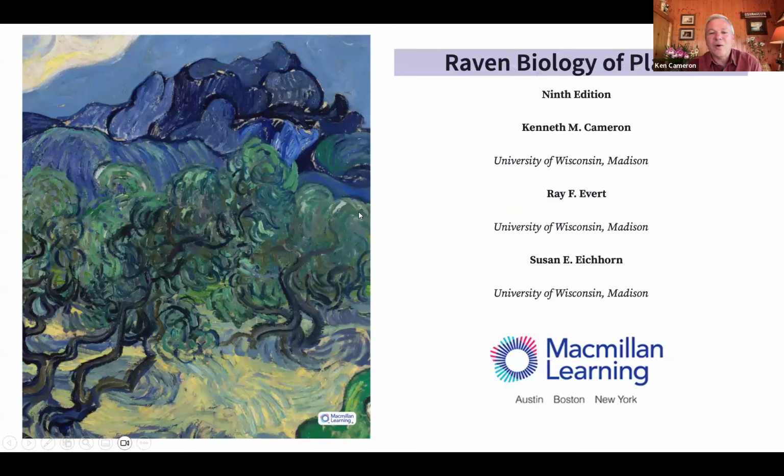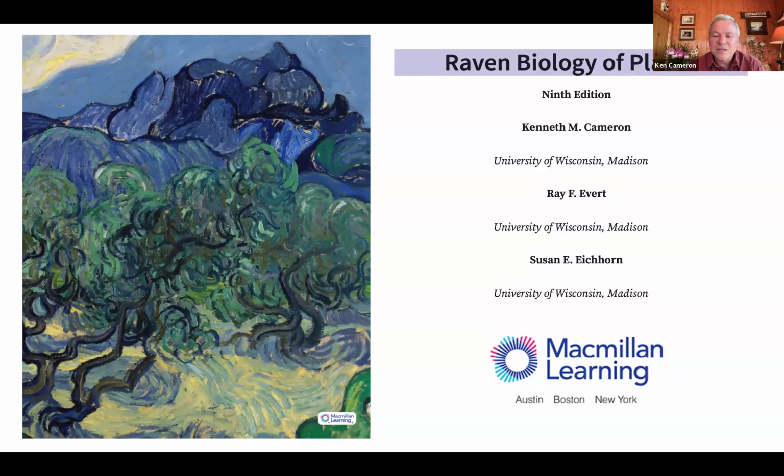And so it was a great honor for me when Ray Evert, who's been the co-author of the text since the second edition, asked if I would be willing to take over the book for a ninth edition. Ray was a member of the faculty at UW-Madison Botany. He just passed away a few months ago, just a few months before Peter Raven himself passed away. But he will remain a co-author.